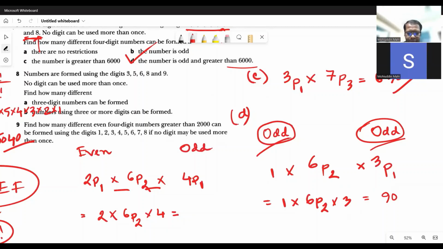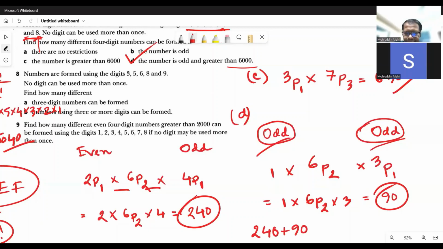So the answer is 240. Now you have to add both the conditions. You have to add both the results. So the final result is going to be 330. So I think you have understood.